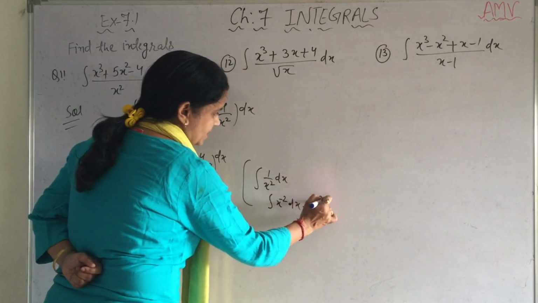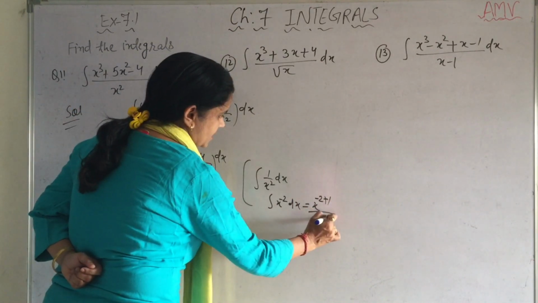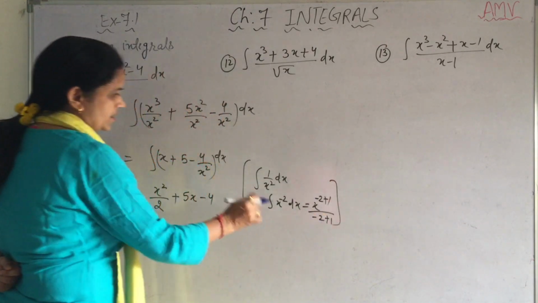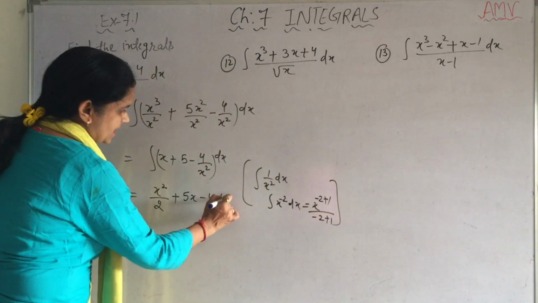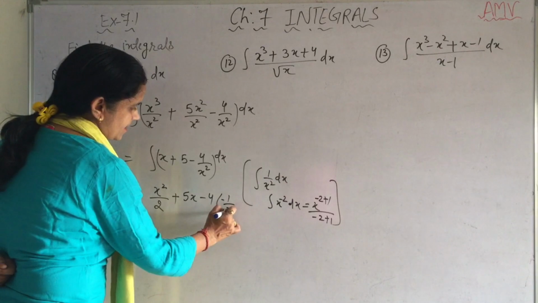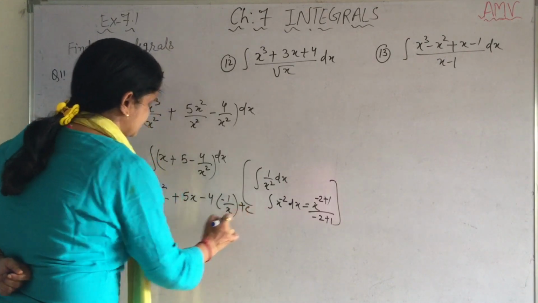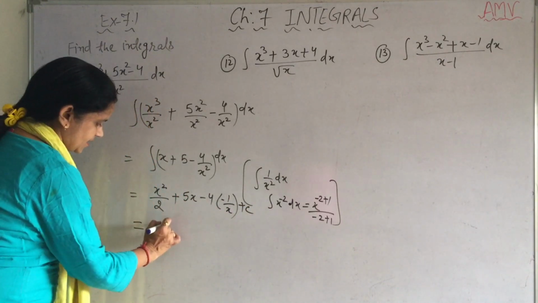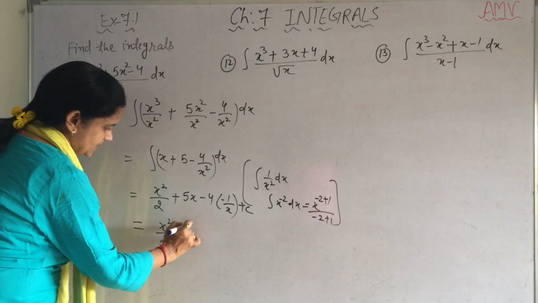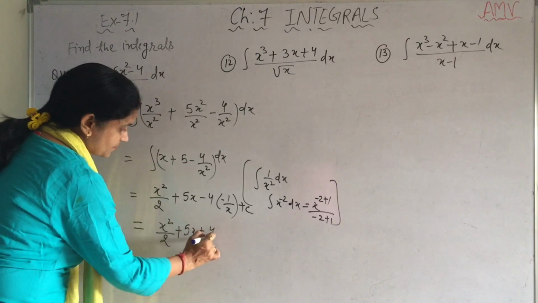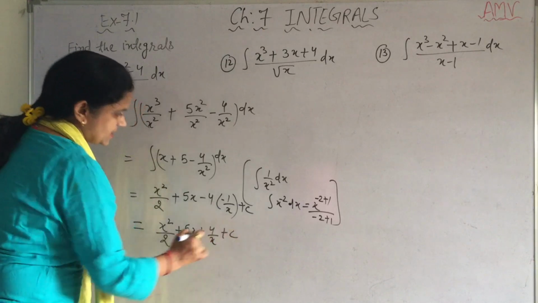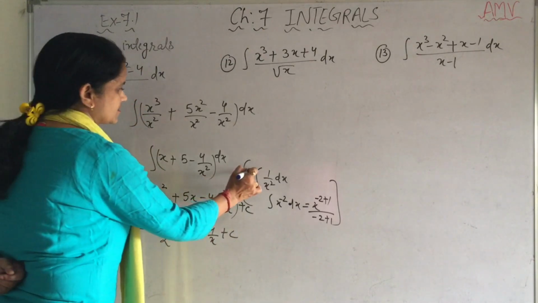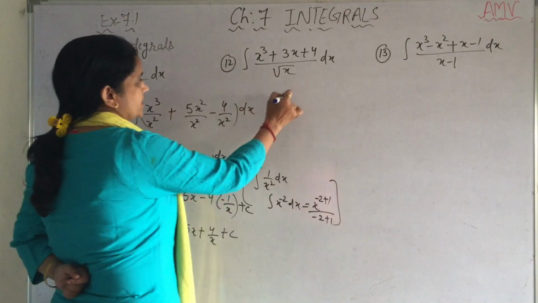So you will get minus 2 plus 1. Here minus 2 plus 1, so it is minus 1 by x. Then plus c. So finally x square by 2 plus 5x plus 4 by x plus c. It is the answer. Move to the next question.